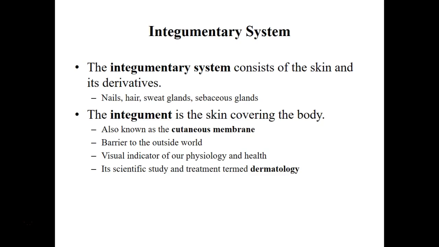The integumentary system consists of our skin, so the skin that surrounds our body. And then it has multiple derivatives, including hair, nails, sweat glands, sebaceous glands. And we'll talk about all of these structures.